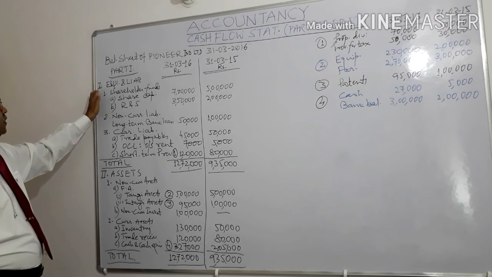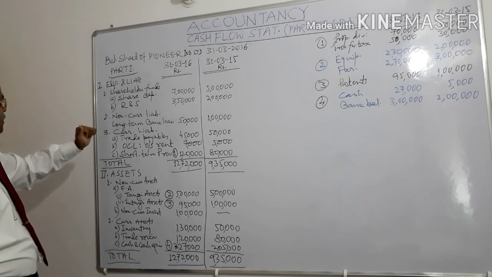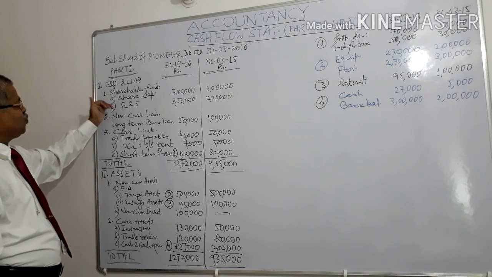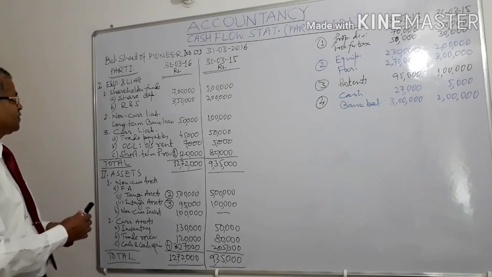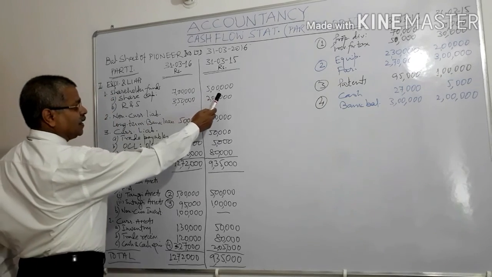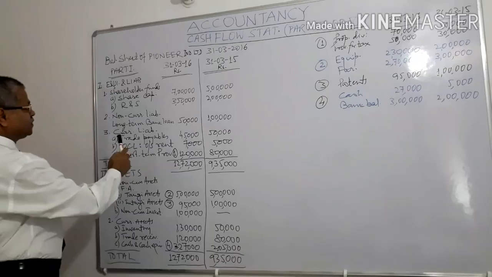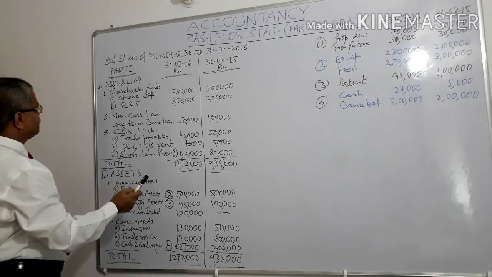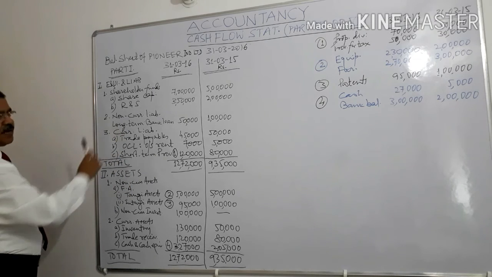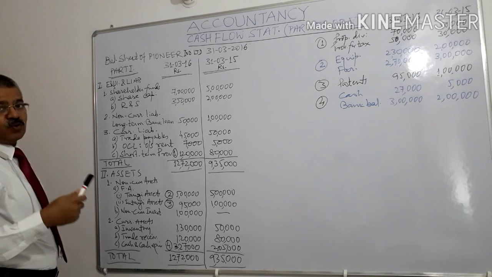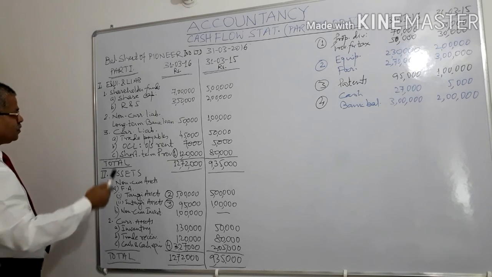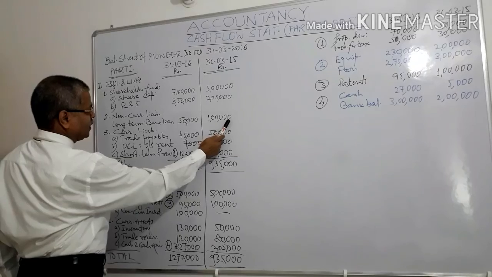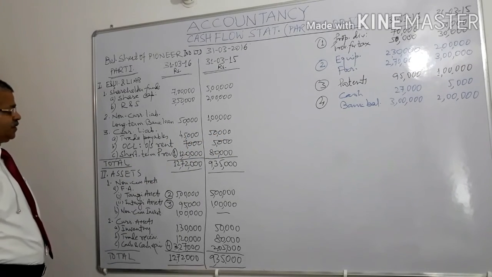So first is equity and liabilities, right? Under that shareholders funds, and it is divided into 2 parts: share capital, reserves and surplus. So share capital has increased from 5 lakhs to 7 lakhs, reserves and surplus from 2 lakhs to 3 lakhs 50,000. Then we come to non-current liabilities, which are not current. Long-term borrowing, bank loan, it was 1 lakh, now it has become 50,000.